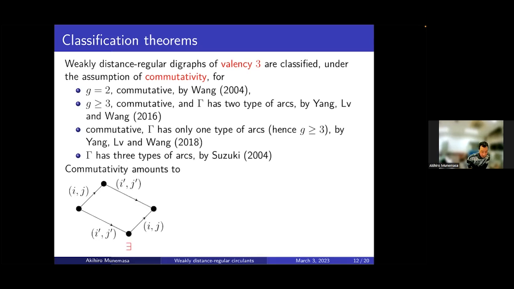Now, commutativity amounts to the following property. Suppose you have vertices here, the arc of type ij, and the arc of type i prime, j prime. Commutativity means that there exists a vertex here whose relations with respect to these 2 vertices are switched from this one. In fact, the number of such vertices is also the same as the number of such vertices. So this is what commutativity means, and this property is used in classifying these weakly distance regular digraphs.